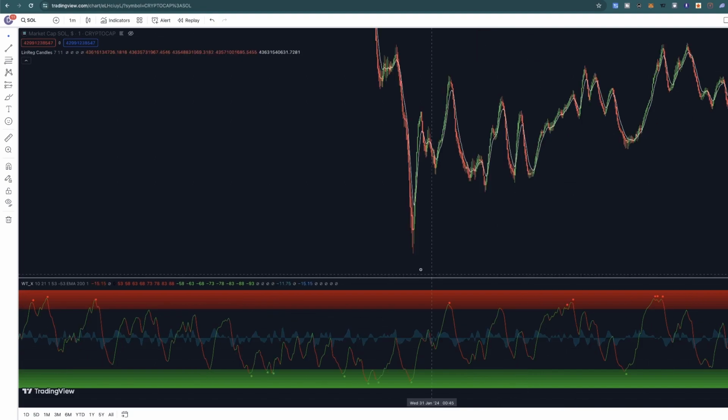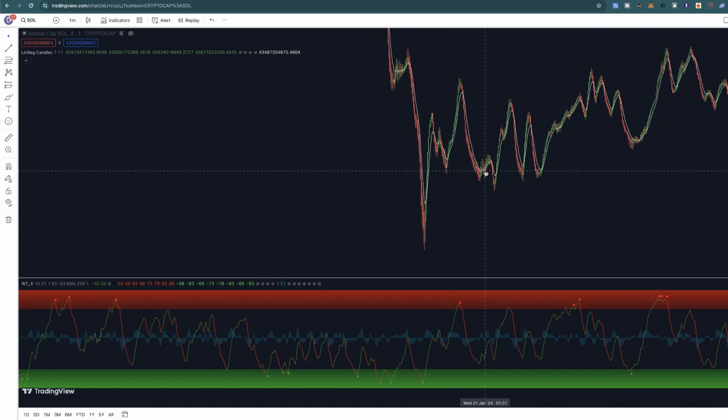So this strategy is really simple. It's all about just jumping into the market at the bottom of the wave trend oscillator, and at the top if it's a short trade. And when you start to see the opposite candle, that just essentially means that it's time to close your trade.